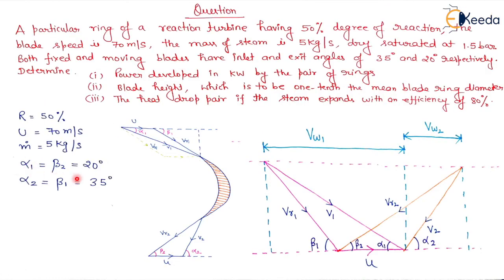Because in this question, neither V1 is given, neither VR1 is given, neither V2 is given. Only U is given and all angles are given. So in that case, what you will do? In that case, you will find what is common. You see this line is common in inlet velocity triangle.